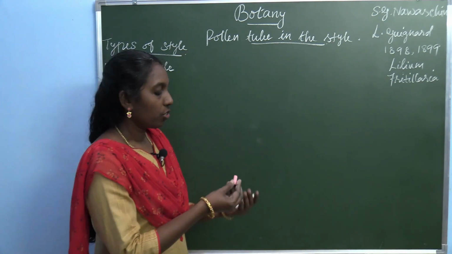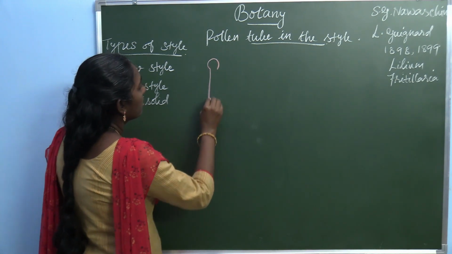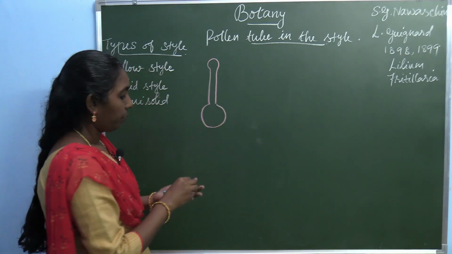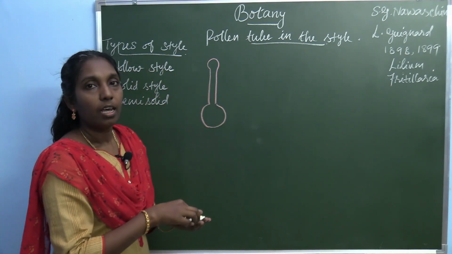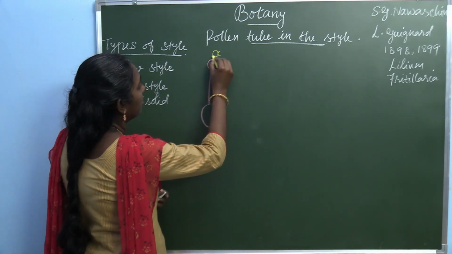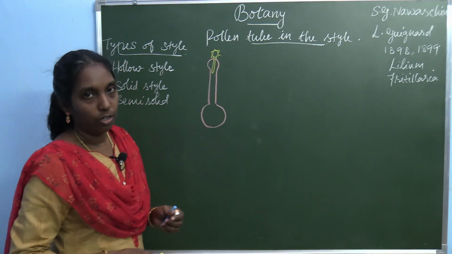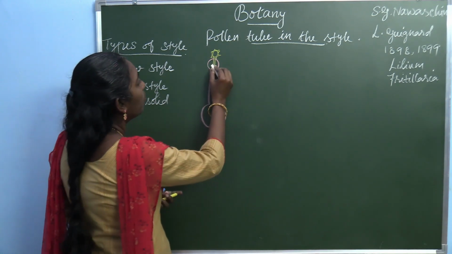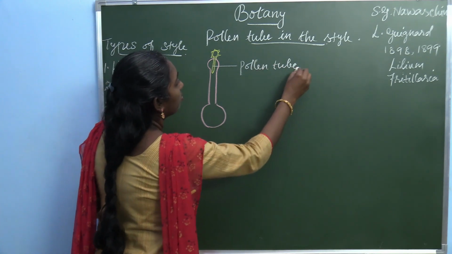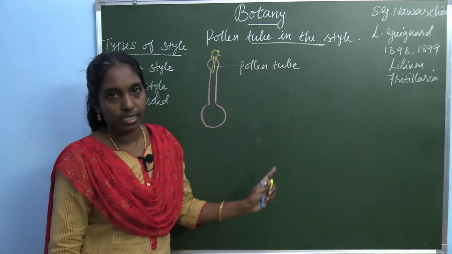When you see the structure of gynoecium, it contains stigma, style and ovary. In the stigmatic surface, the pollen grains are dusted. This pollen grain starts to germinate. It develops the pollen tube. So today we start this event from pollen tube in the style.